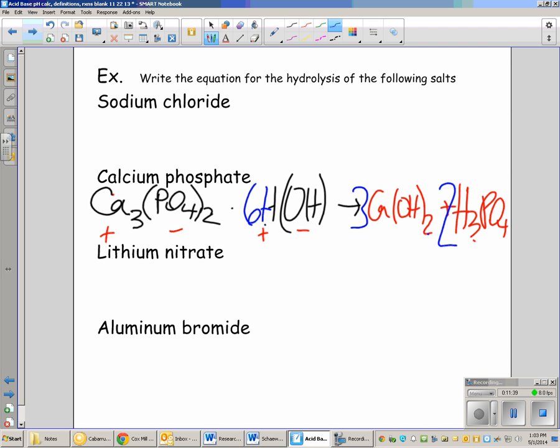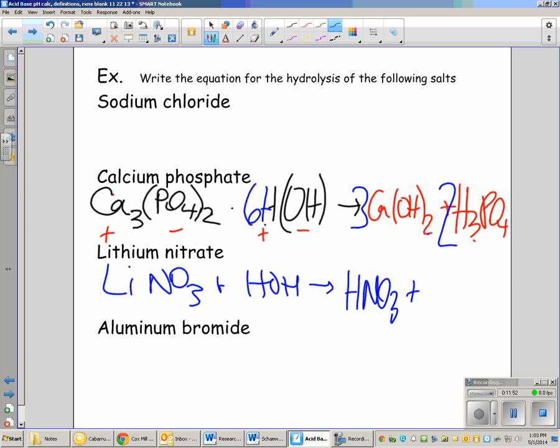Let's do lithium nitrate. Alright, lithium nitrate plus HOH yields HNO3 and LiOH. Label these as strong and weak for me. That's strong. Strong acid and strong base. Therefore, neutral pH. Let's go back up here.